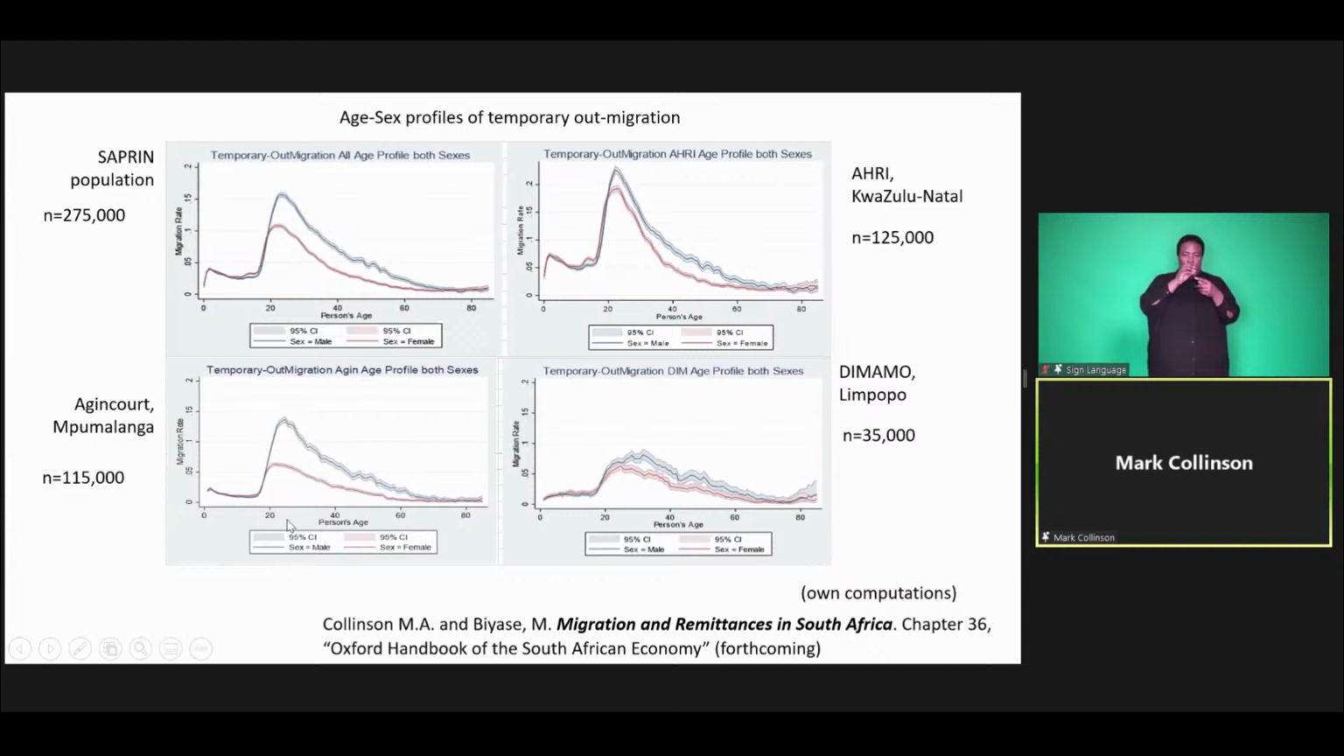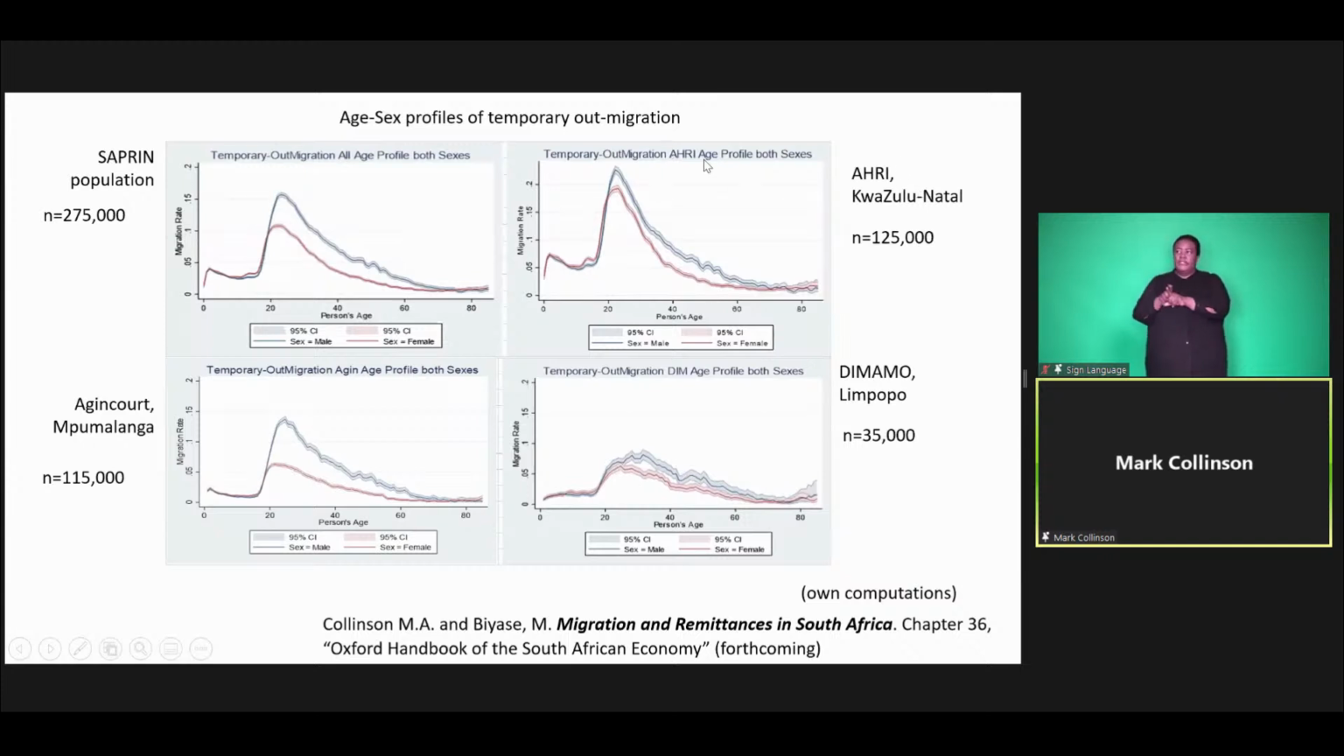Males, a very big mode here, and around 25. Women also in temporary out-migration, about half of the mode, but look at the shape. And children there, but not highly there. The Dimamo node from Limpopo, much less population at this point. It's grown since, but that's why there's wider confidence intervals and much more up and down here. But the essential pattern is very similar.